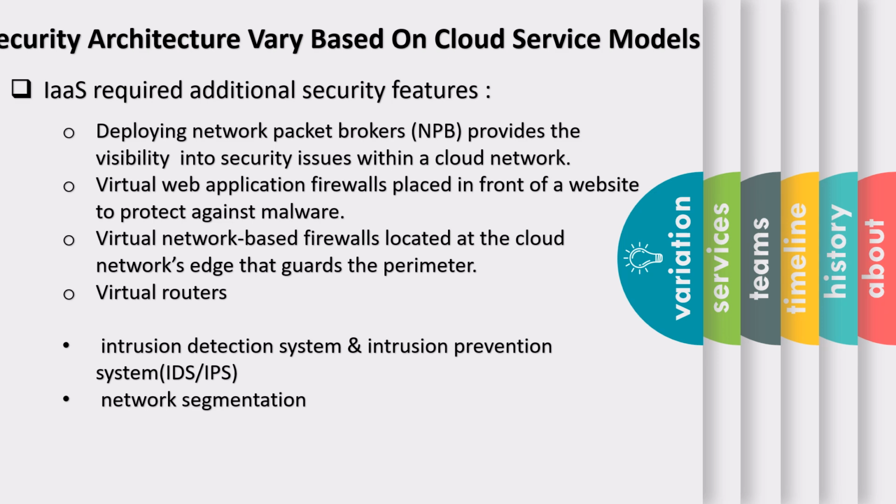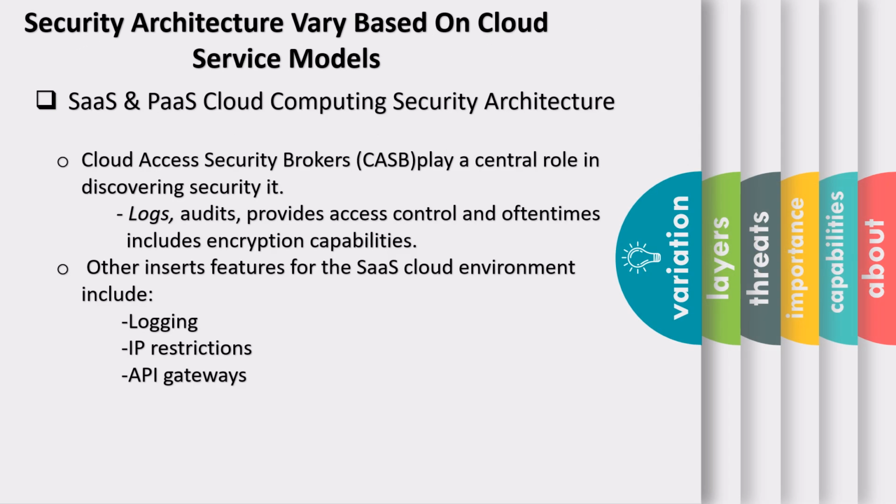Then there is the SaaS and PaaS cloud computing security architecture, in which cloud access security brokers play a central role in discovering security. They log, audit, provide access control, and often include encryption capabilities. Other important features for the SaaS cloud environment include logging, IP restrictions, and API gateways. In summary, we can say NPBs provide visibility into network traffic and security monitoring, and a WAF protects web applications from malicious traffic and common attacks.